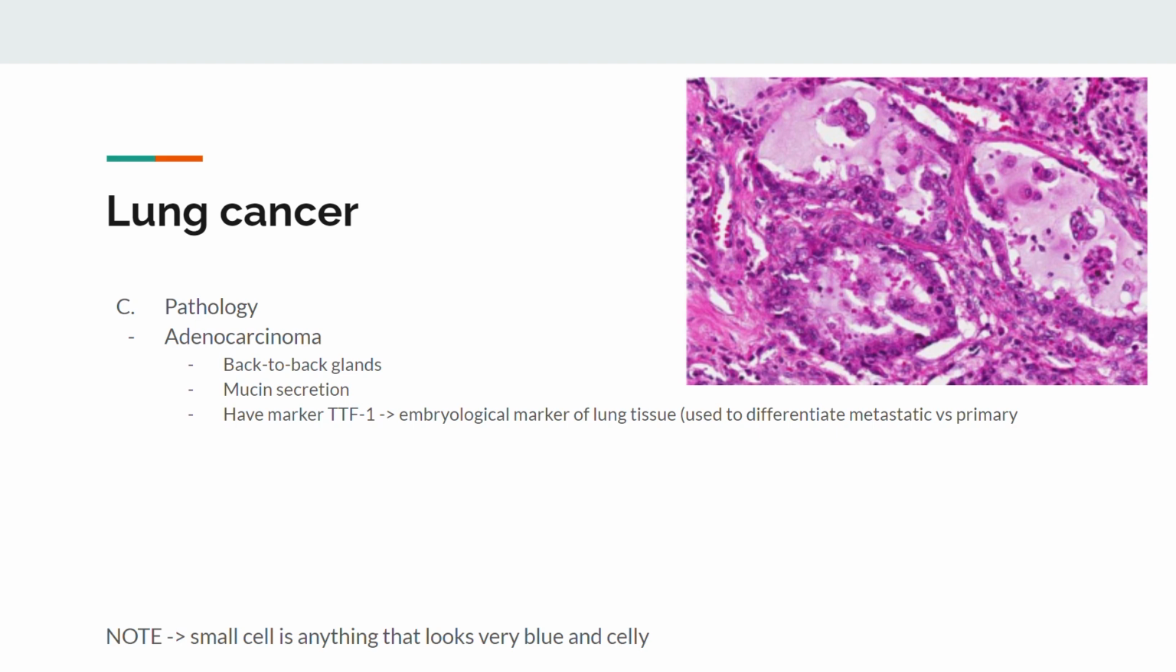I haven't put up a picture of small cell carcinoma because it doesn't really come up on exams, but if you see anything that's really blue and very celly, like lots of cells, it's a small cell carcinoma.